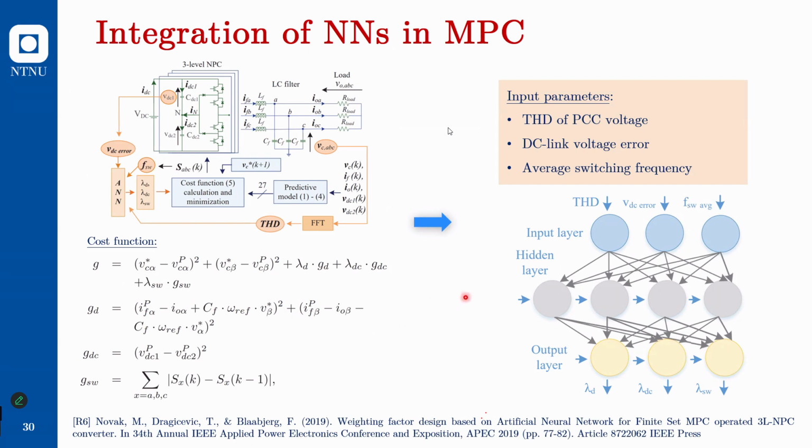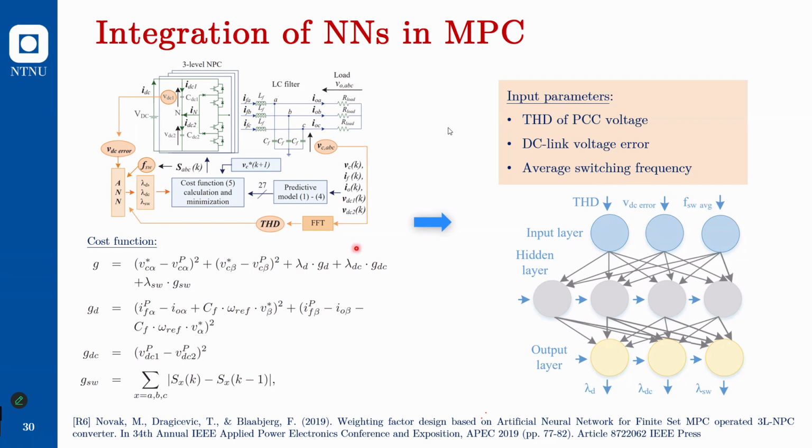Based on my observation, the reason they used THD, VDC error, and FSW is, if we look back into the cost function, it contains the voltage difference of the PCC voltage and reference voltage and its derivative term, the first two terms. So you need to choose some parameter that can relate to this PCC voltage. Since there are two terms, what they have done is calculate the THD of the PCC voltage, and they are giving it as an input parameter for the ANN.